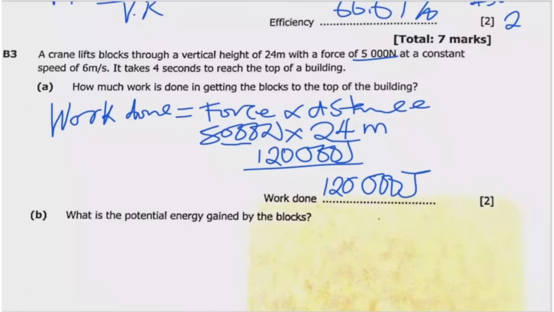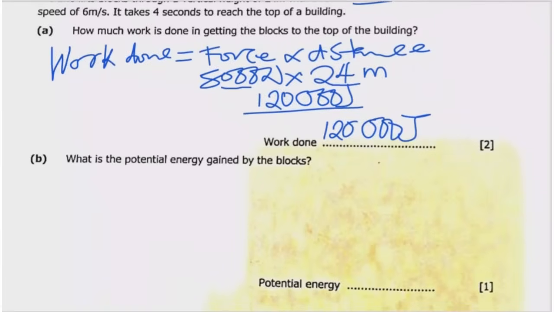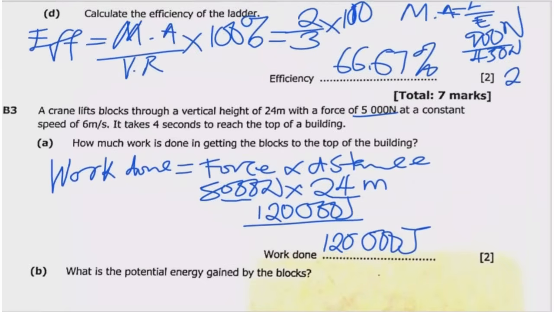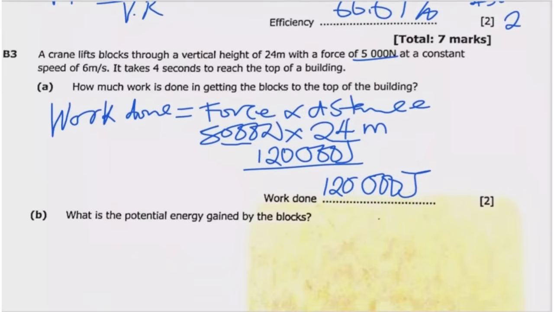Okay, now we come to 3B, which is what is the potential energy gained by the block? So the potential energy gained by the block, what we can also consider is that work done is the same as the energy that is being attained. Or in other words, if we want to calculate potential energy, we can go like this.